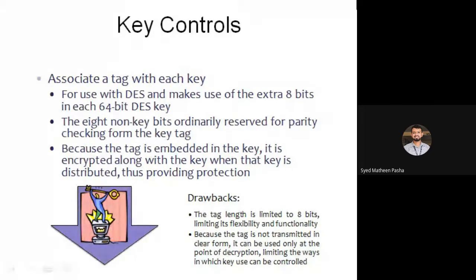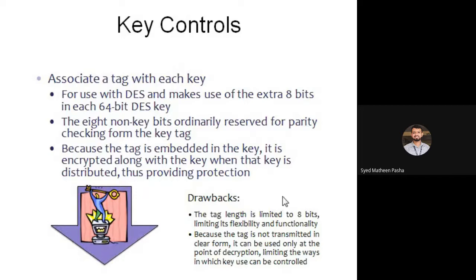So that is the concept of key control. We have some disadvantages, some drawbacks with respect to key controls. The tag length is limited to 8 bits, limiting its flexibility and functioning. As we are including an extra 8 bits, which tells you the length, the tag is limited to 8 bits only. This is one of the important drawbacks, because if you are limiting the length of the tag, the functionality as well as the flexibility of the model reduces.